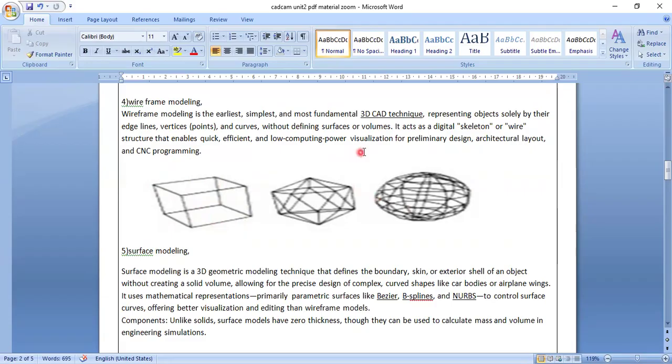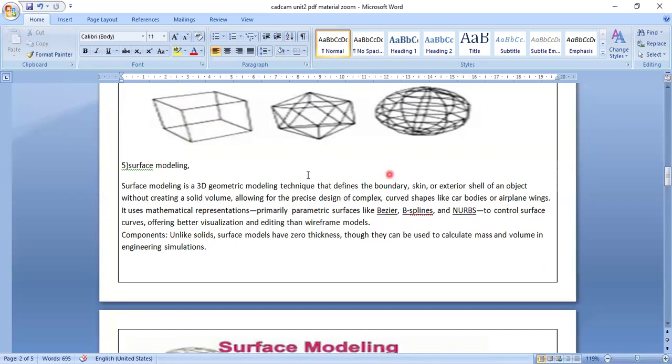Here, we are not defining surfaces or volumes; we are not concentrating on the surface or volumes. We are not going to be complicated in the wireframe model. It is easy to study. It acts as a digital skeleton, generally a skeleton or a fundamental wire structure. If you use wires to form a structure, it is like this. It enables quick, efficient visualization with low computing power, easy to understand, for preliminary designs, architecture layouts, and CNC programming. It is generally used in architecture layouts and CNC programming.